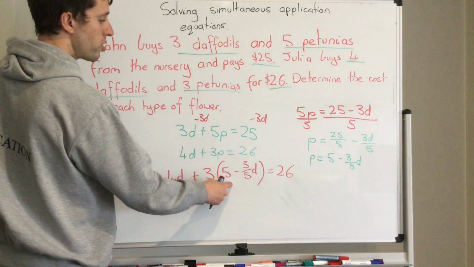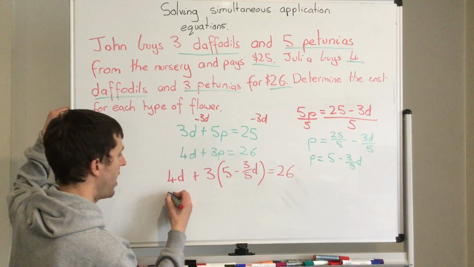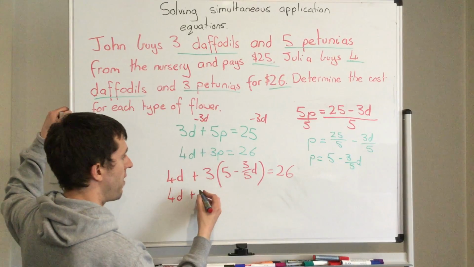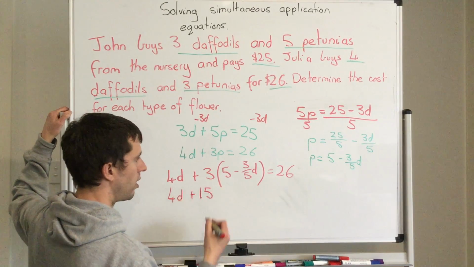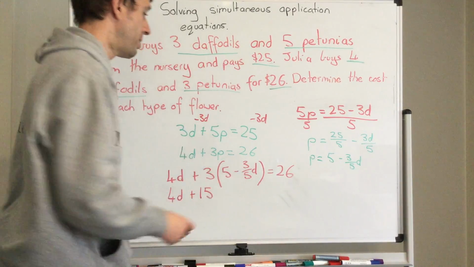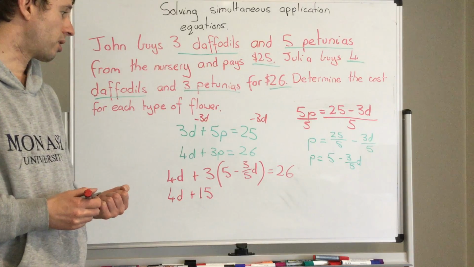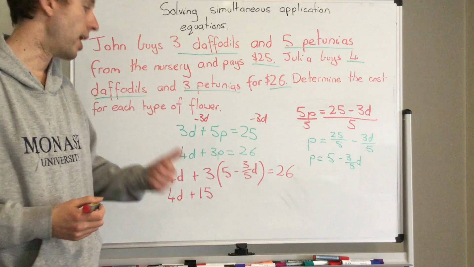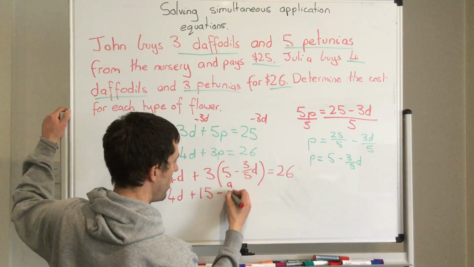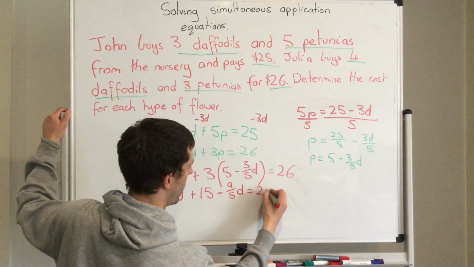Remember, this 3 is being multiplied by everything in this bracket. So I've got 4D plus 3 times 5 is 15. 3 times 3/5, remember when we times it, we look at the top number. 3 times 3 parts is 9 out of 5. So take 9 over 5, D equals 26.